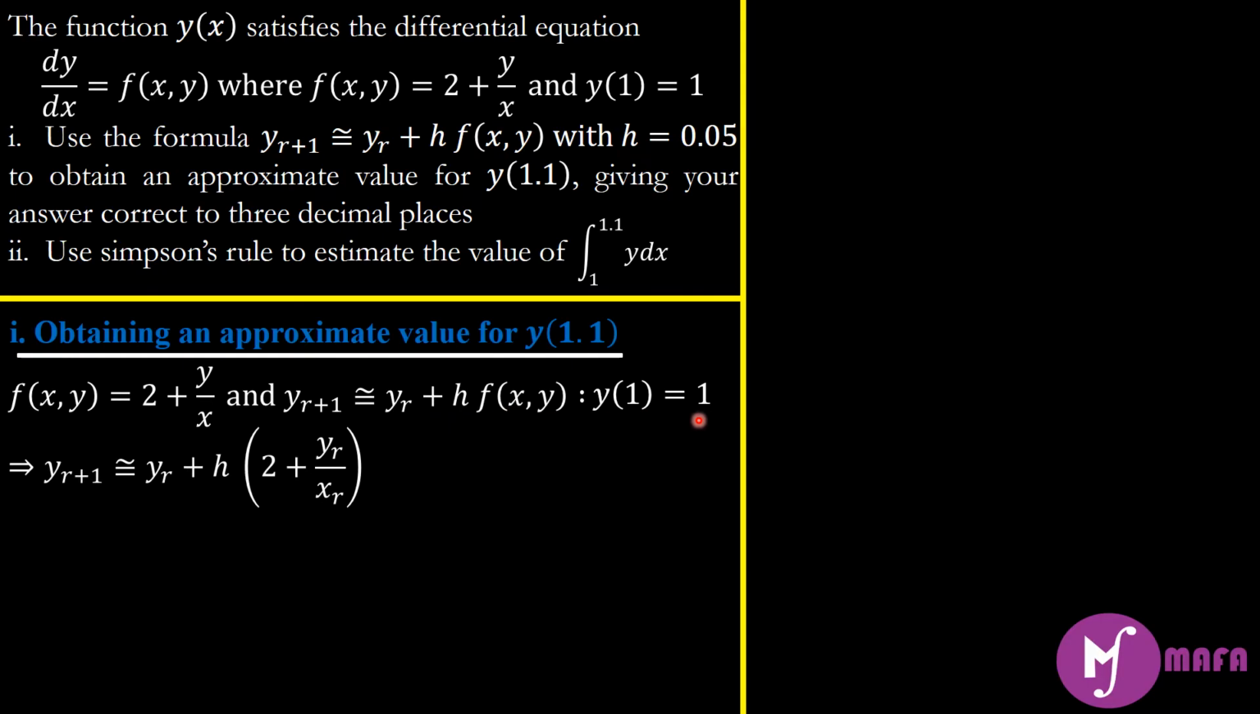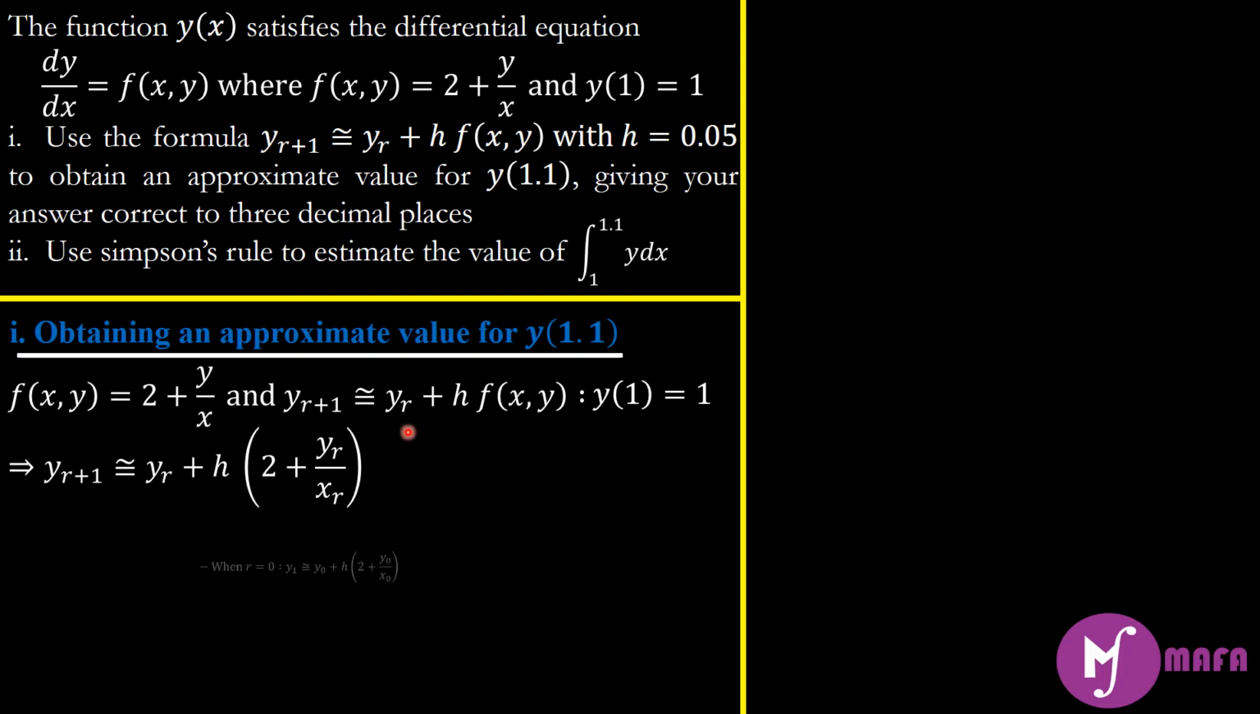Okay, so from there we can get the approximation of y_{r+1} by replacing f(x, y) with its equivalent. So our y_{r+1} will be approximately equal to y_r plus h times this quantity here, which is simply our f(x, y). If you look at this approximation.